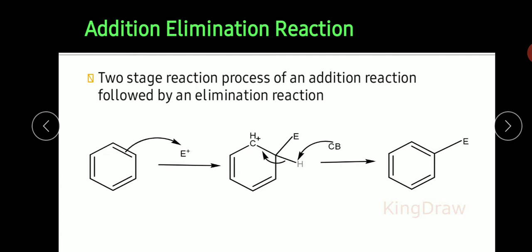In this reaction, the benzene molecule is the reactant. This double bond of the ring attacks the electrophile, forming a positively charged carbocation. Then the conjugate base is present. This conjugate base abstracts this hydrogen atom, and here a double bond forms. See the product of the addition-elimination reaction.